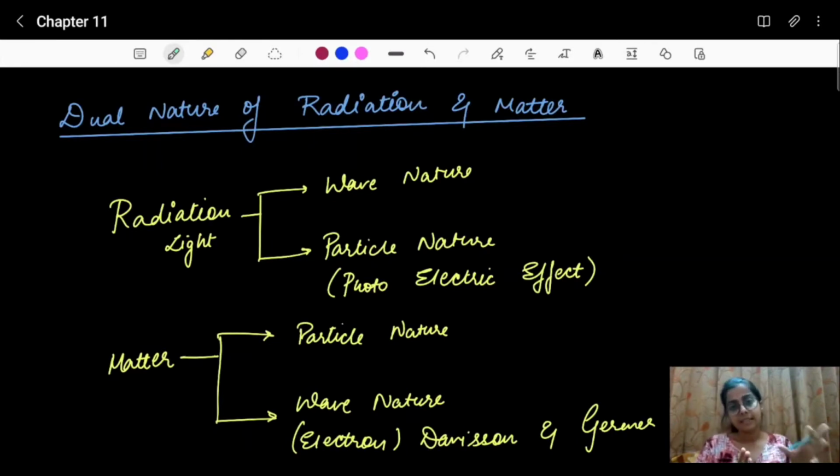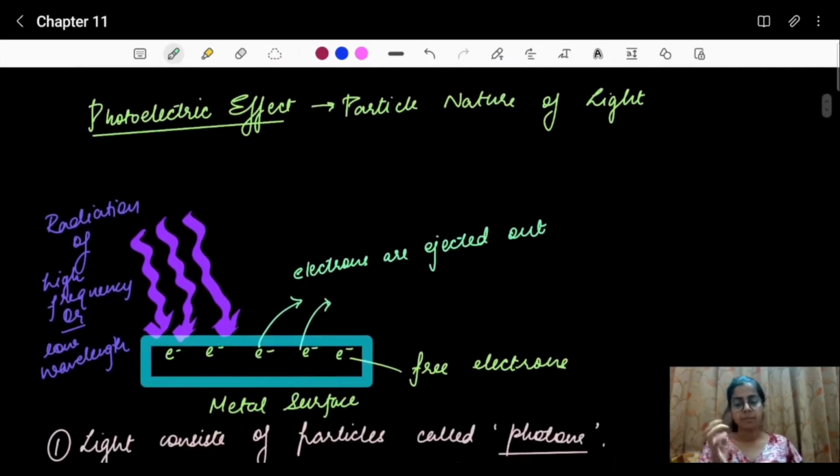And to prove that light consists of particles, we need to discuss the photoelectric effect over matter. We define the photoelectric effect in such a way that if radiation of high frequency or low wavelength falls over a metal surface, then the free electrons present over the metal surface may eject out. So there was a condition for electrons to come out. This effect is known as the photoelectric effect. Why photoelectric? Because radiation is nothing but small photons. It consists of a number of photons. Electric means the electrons that are ejecting out. That's why the name is photoelectric effect.